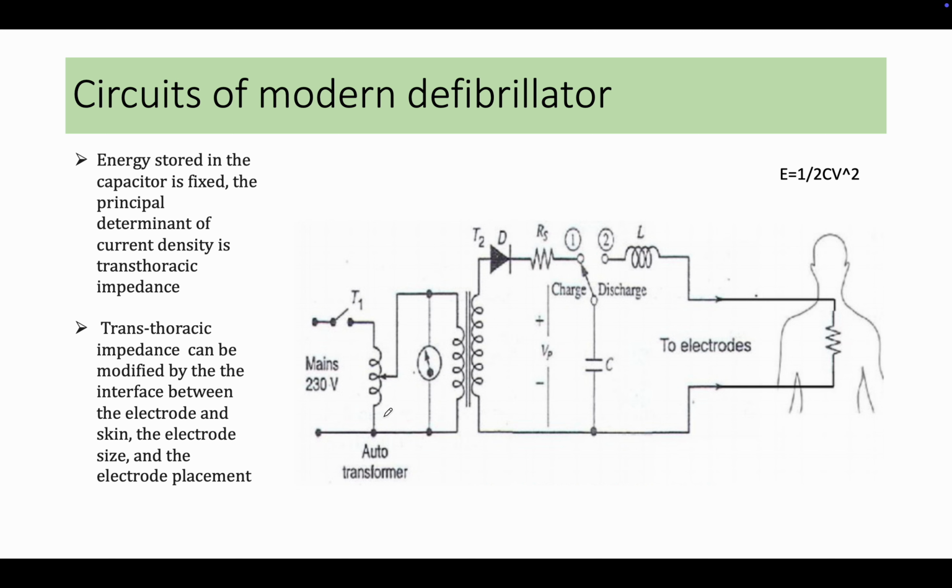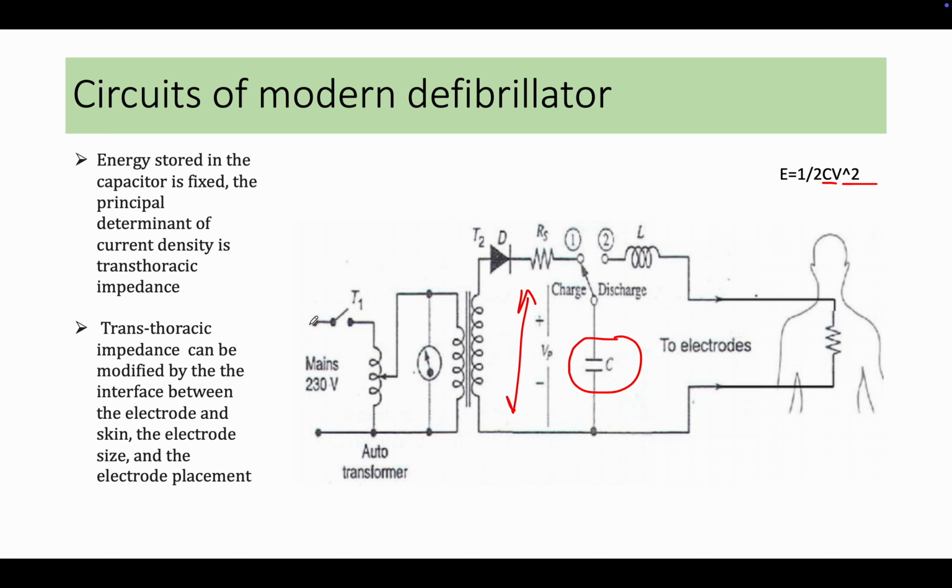Let us discuss the circuits of modern defibrillators. We are not going into all of the physics, but the important physics of it. From the defibrillator we are going to give energy, so how is this energy calculated? It's calculated by the formula half CV squared, where C is the capacitance and V is the voltage. This is the capacitor, whose capacitance is measured here, and this is the voltage across the capacitor. So half CV squared gives the energy that is delivered.